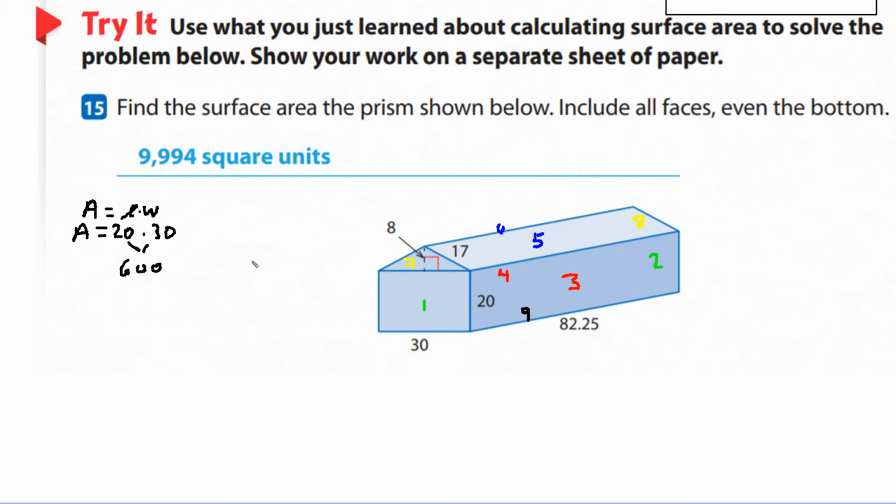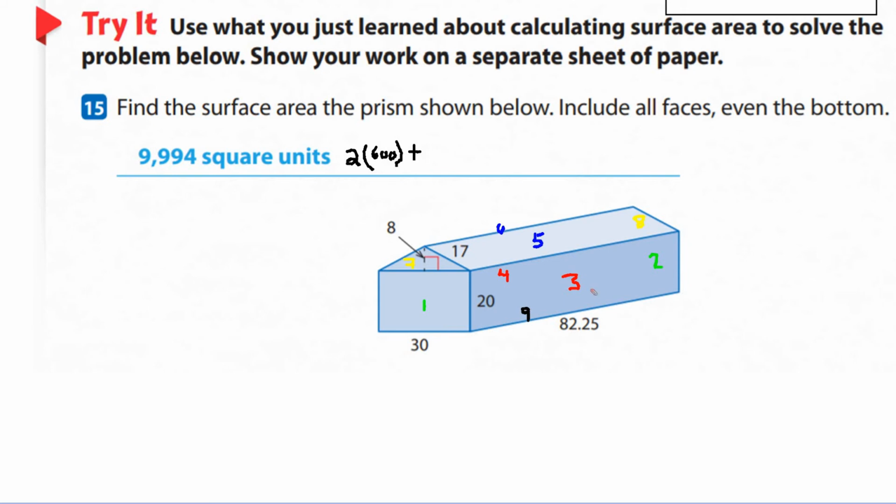So now we know the area of the front and the back, which is 600 times 2. Let me write that here. 2 times 600. We're done with that. Plus, because we're going to add them.